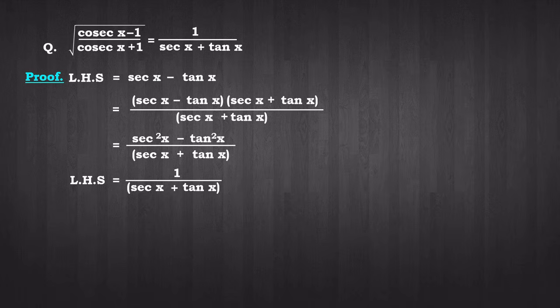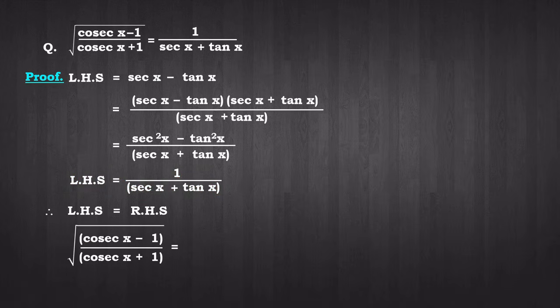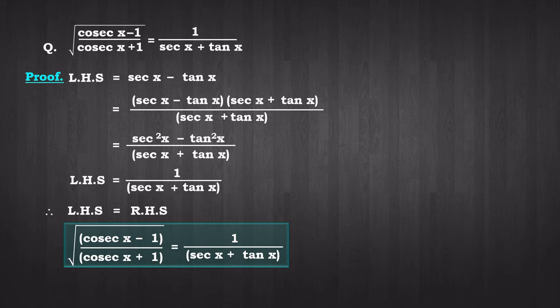Hence, the left-hand side is equal to the right-hand side. Therefore, the square root of (cosecant x minus 1) upon (cosecant x plus 1) is equal to 1 upon (secant x plus tangent x).